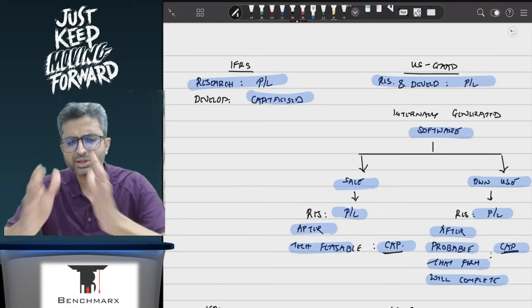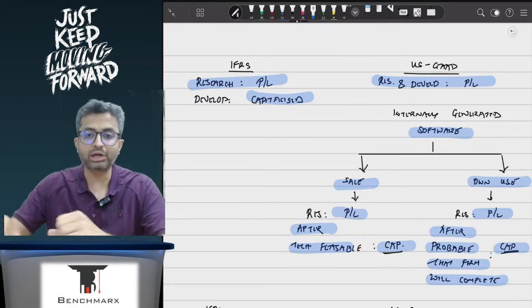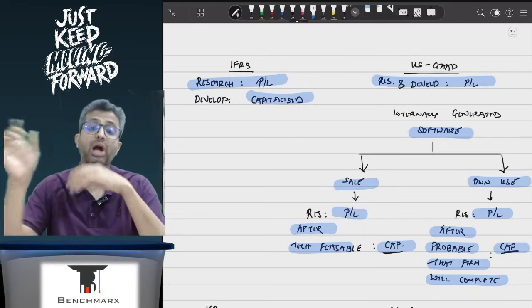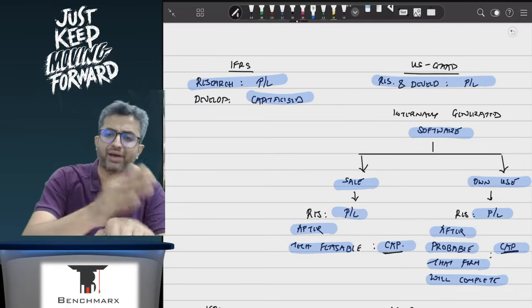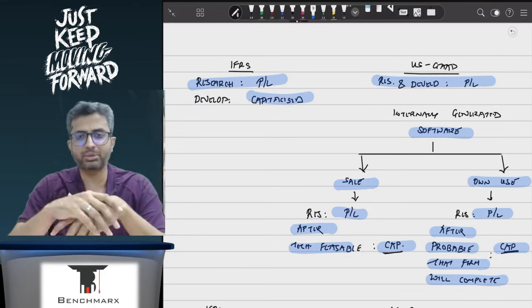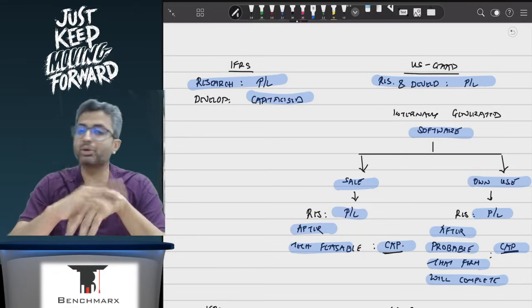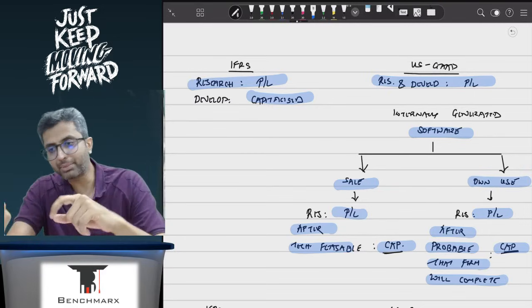If I were to summarize, it is for US GAAP. In general, research and development has to go to the profit and loss account. However, if it is pertaining to software, then there's a special guidance. Whether it is for own use or for the purpose of sale, research cost even for software will go to the profit and loss account. But the development cost can be capitalized.